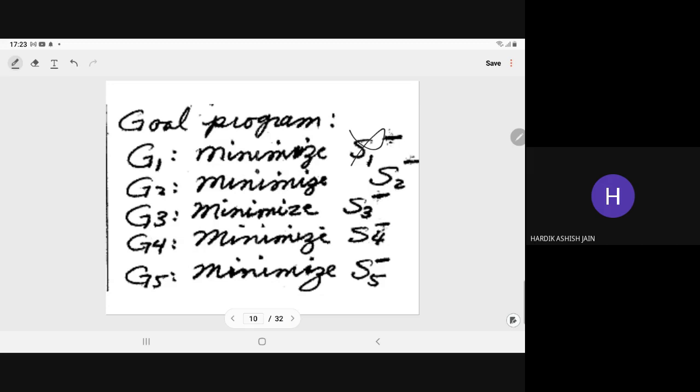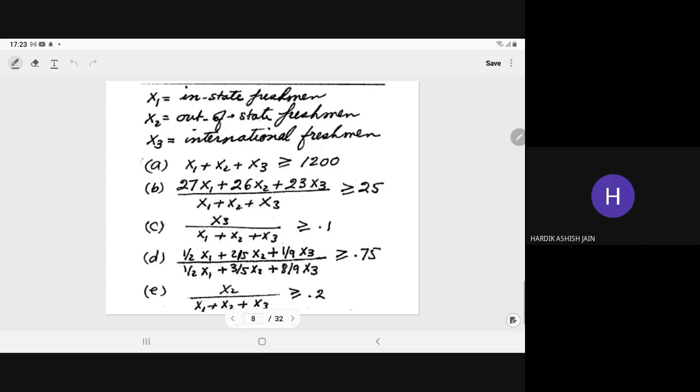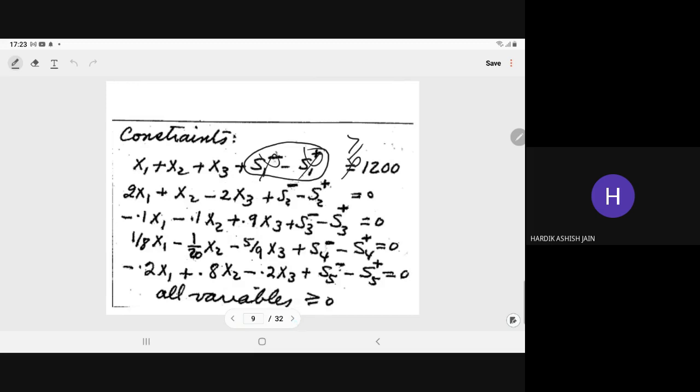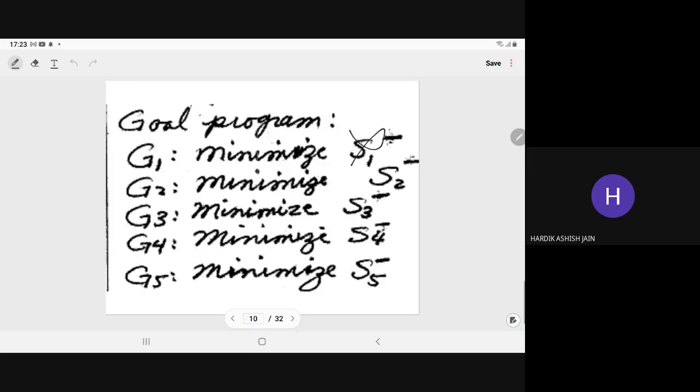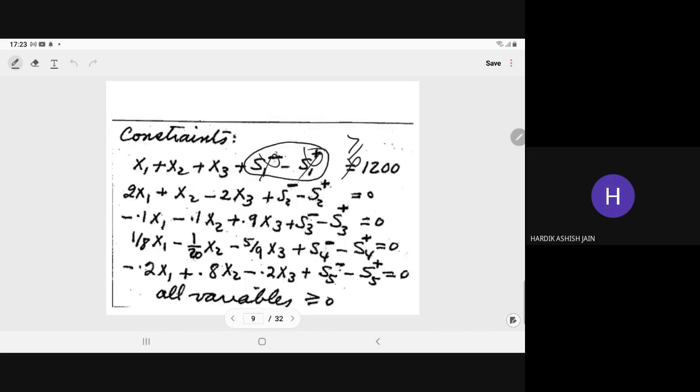Goals are only S2 minus, S3 minus, S4 minus, S5 minus, and the one corresponding to the ACT score is S2. So the ACT score is twice as important as the other three. So what will be the weighted sum? Minimize Z is equal to 2 S2 minus plus S3 minus plus S4 minus plus S5 minus, subject to the following constraints.